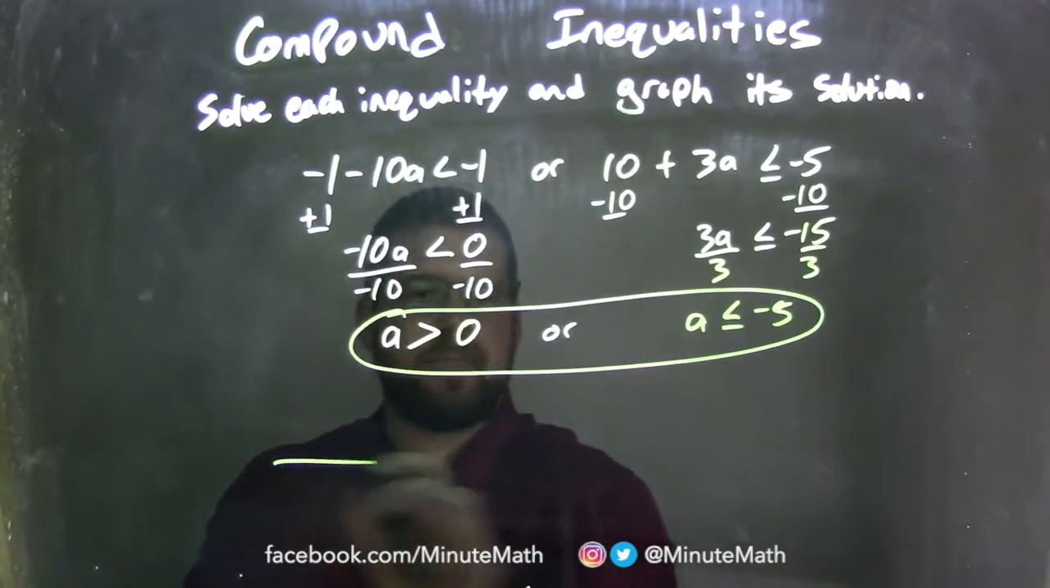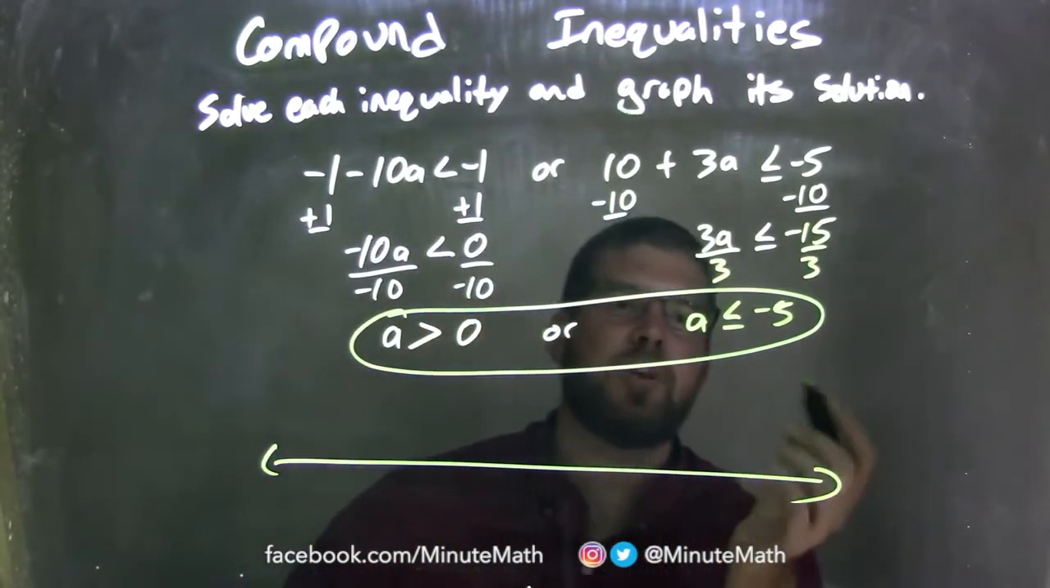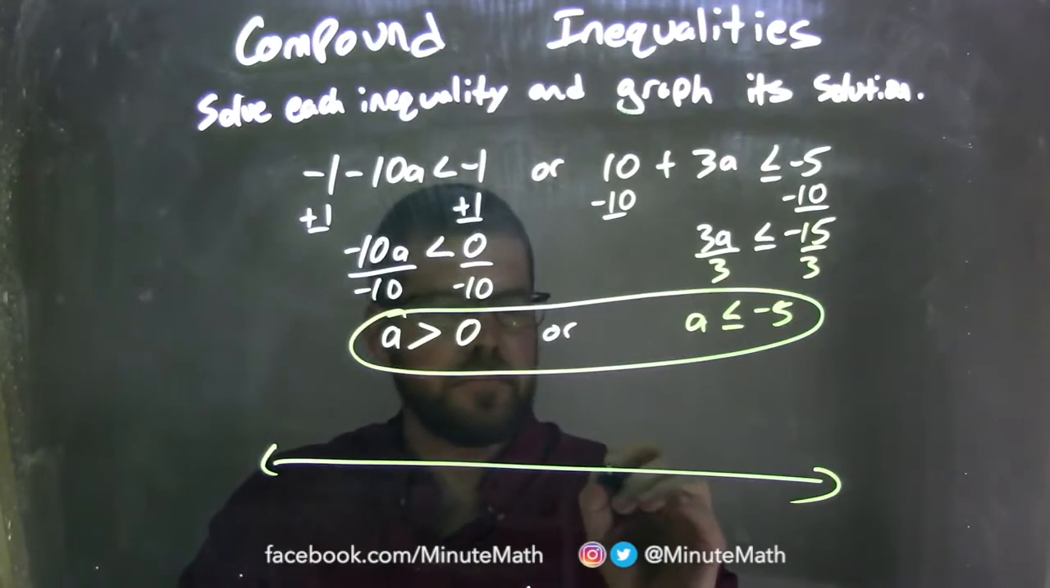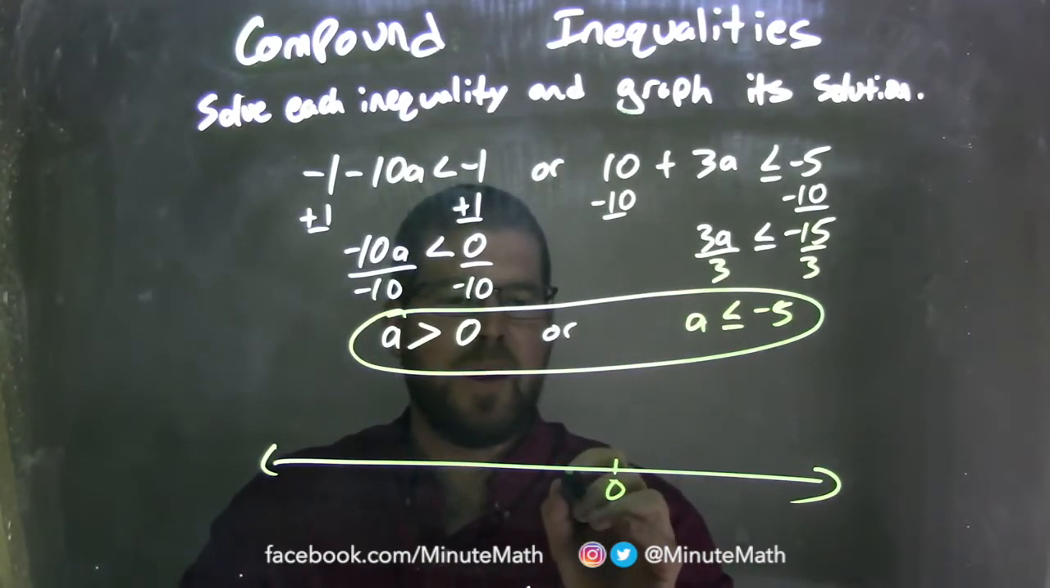So now we need to graph that. Okay? I want to make sure I have 0 and negative 5 in my number line here. Put 0 here. And then let's go by ones.